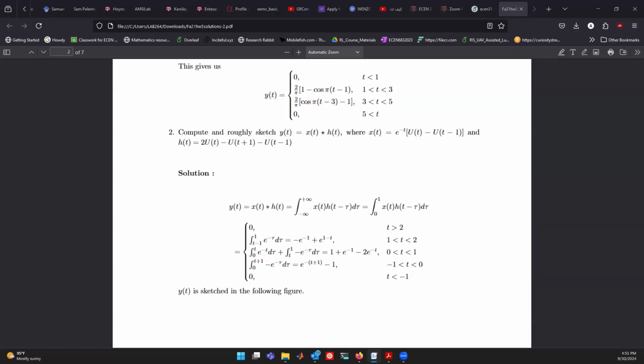And here again, what we are doing to the impulse response is time reversal and time shift. So we do a time reversal, we reverse the signal, and then we start shifting it from minus infinity to plus infinity.